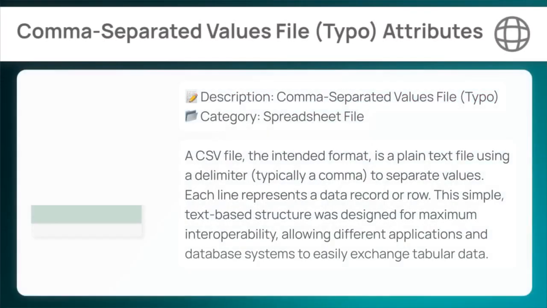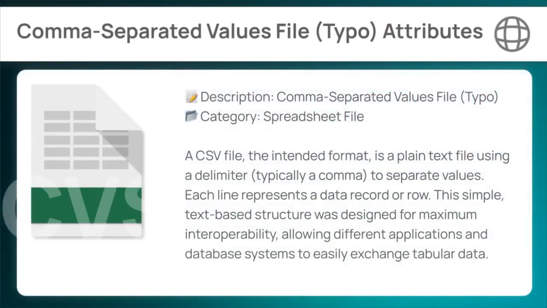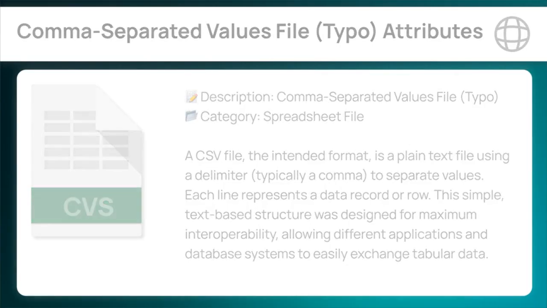A CSV file, the intended format, is a plain text file using a delimiter, typically a comma, to separate values. Each line represents a data record or row. This simple text-based structure was designed for maximum interoperability, allowing different applications and database systems to easily exchange tabular data.